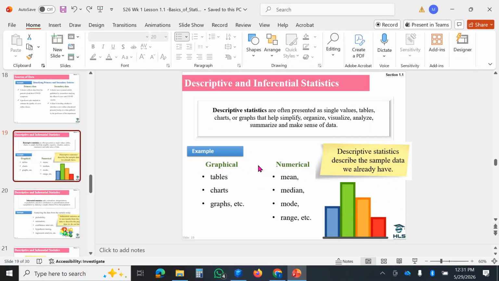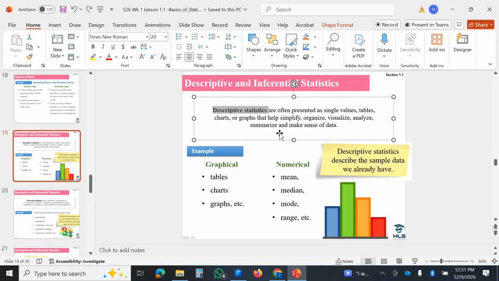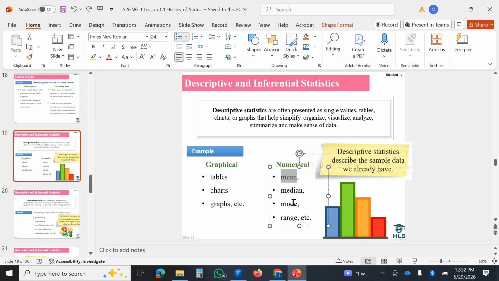Good. Moving on. Descriptive statistics. You'll need this information for your assignment 1. They are often presented as single value tables or charts, or graphs even, that help simplify, organize, and visualize, analyzing summaries and making sense of the data. This is the whole idea. When you go out there and ask people, you get your surveys, you get your data. It's mashed potatoes. It doesn't make any sense. You have to organize this data, and that's probably the fundamental reason why we use statistics, to let the data sing. What are the numbers actually saying to you? Once you organize the data into tables, charts, graphs, you're able to determine the mean, the median, the mode, the range, the standard deviation. What is the data saying? Are the people thinking alike, or are the people thinking very differently?